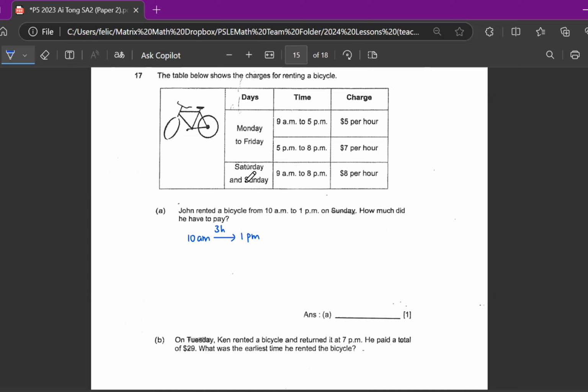But look at weekend pricing. Luckily 10 a.m. to 1 p.m. falls within this time range. Weekends is easy because it's just one single time range given. So it's $8 per hour. So no problem. $8 times 3 hours. So this is the amount he paid for the Sunday.